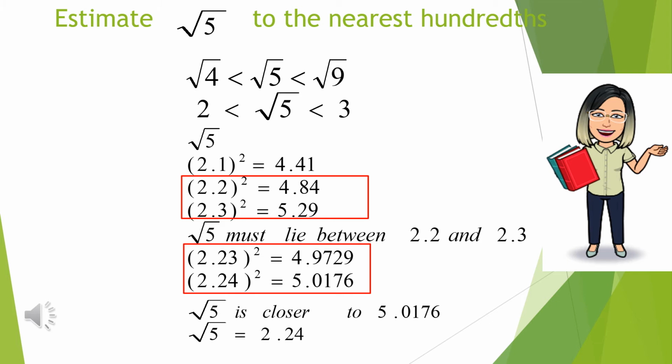Estimate square root of 5 to the nearest hundredths. Square root of 5 is between square root of 4 and square root of 9. Square root of 4 is 2 and square root of 9 is 3. So square root of 5 is between 2 and 3. We can proceed with 2 and 1/10 squared, 2 and 2/10 squared, and 2 and 3/10 squared. Square root of 5 must lie between 2 and 2/10 and 2 and 3/10. Since it lies between 2 and 2/10 and 2 and 3/10, we can proceed with 2 and 23/100 squared, 2 and 24/100 squared. Square root of 5 is closer to 5 and 176/10,000. Therefore, square root of 5 is approximately equal to 2 and 24/100.